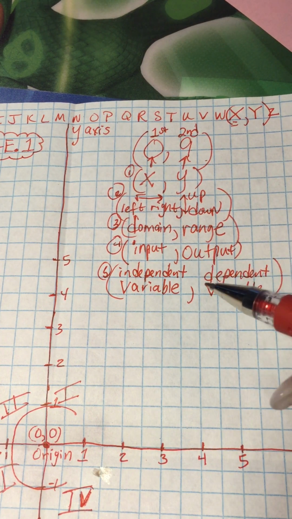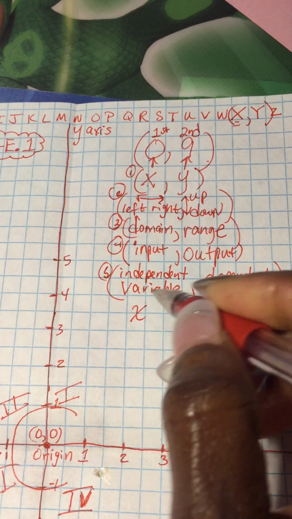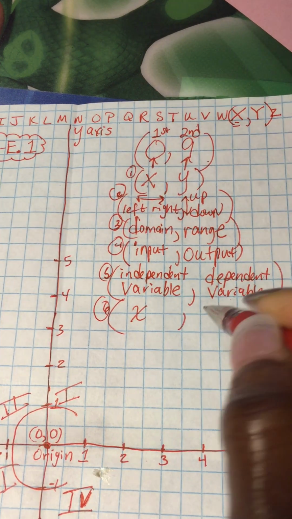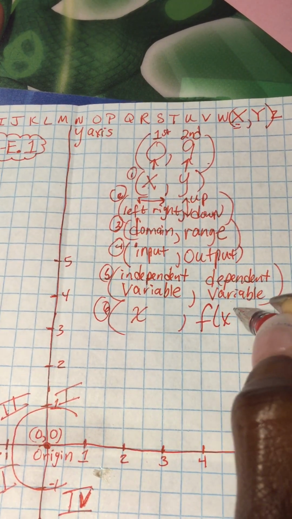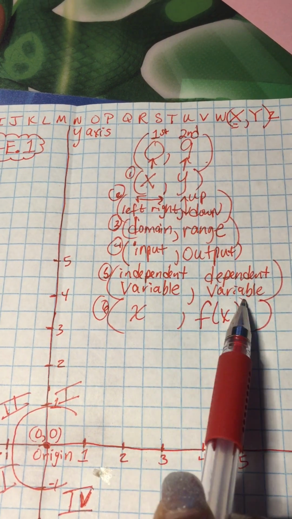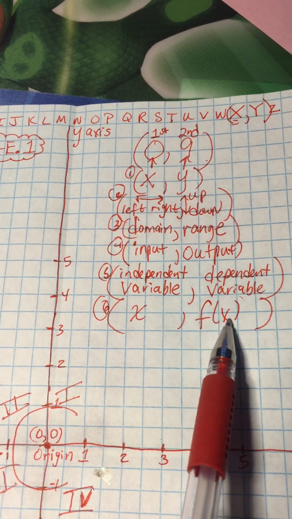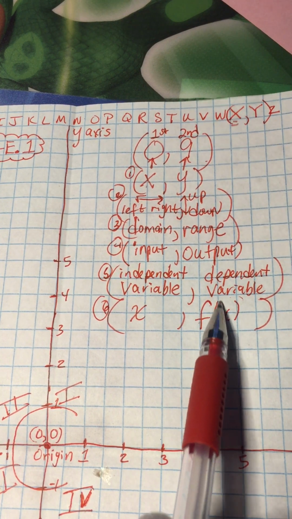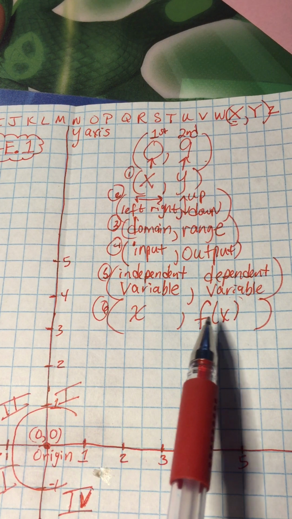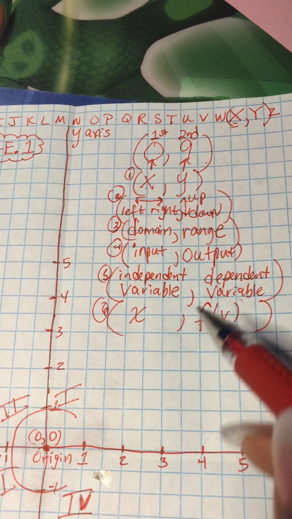I can ask you to give me f of x. F of x is another fancy way to write y. Either I can write y or I can write f of x. F of x means function of x. This is the number that depends on x.